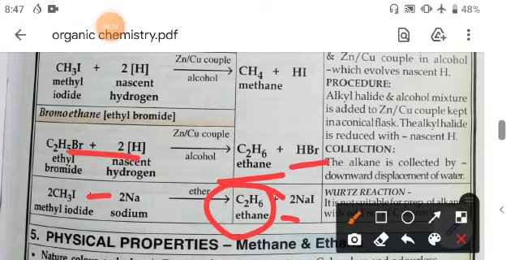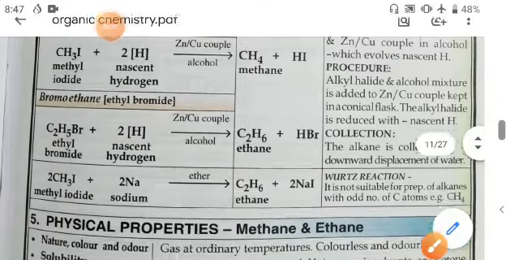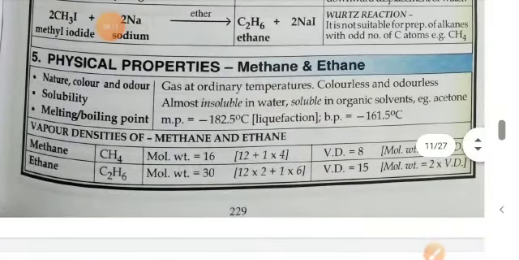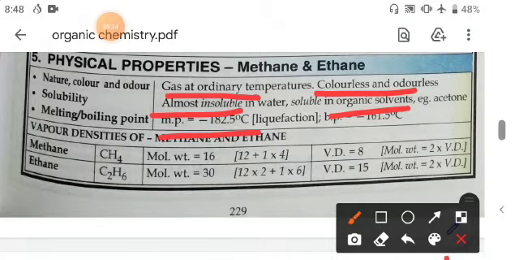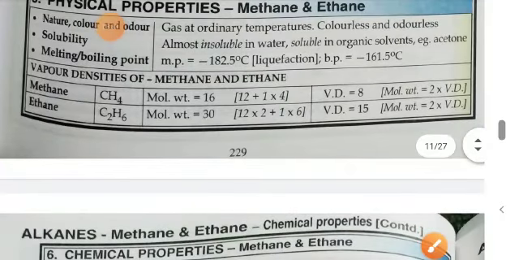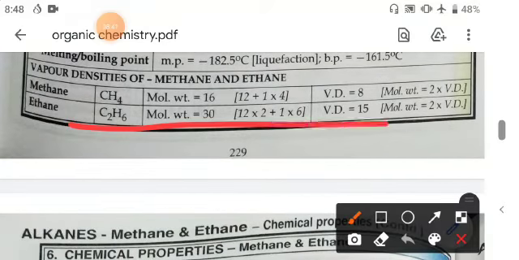Now you will study the physical and chemical properties. At first, the physical properties of methane and ethane. Both gases at ordinary temperature are colorless and odorless, almost insoluble in water, and soluble in organic solvents like acetone. Melting point and boiling point are given here. Vapor density of methane is 8 and of ethane is 15.